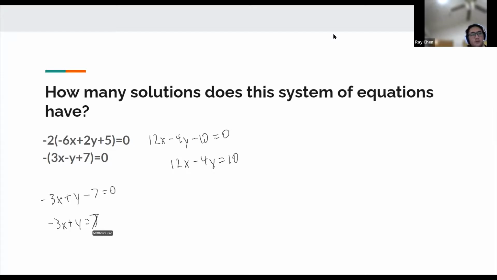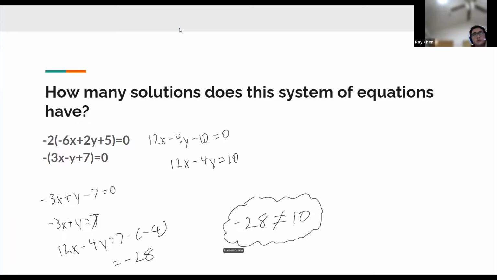And then if we multiply the negative 3x plus y is equal to 7 by negative 4, we're gonna get the same coefficients as the first equation. So we'll have 12x minus 4y, but then we have to multiply 7 by negative 4, so that'll become negative 28. Yeah, so as you can see, the coefficients are the same, except the constants are different. Therefore, this system of equations has no solution.